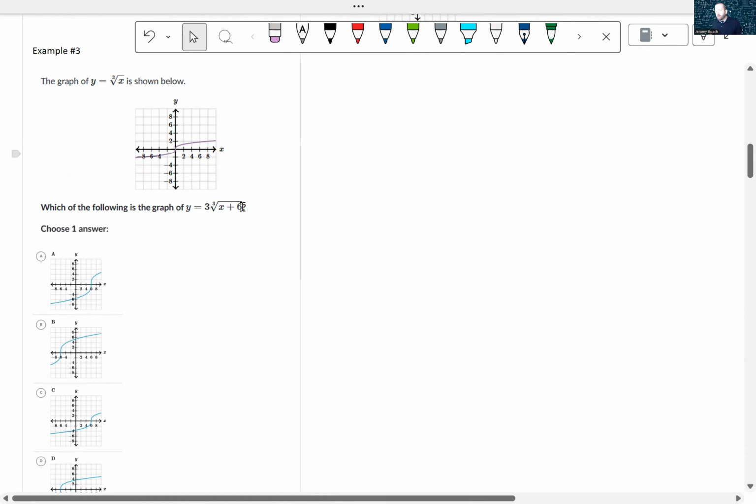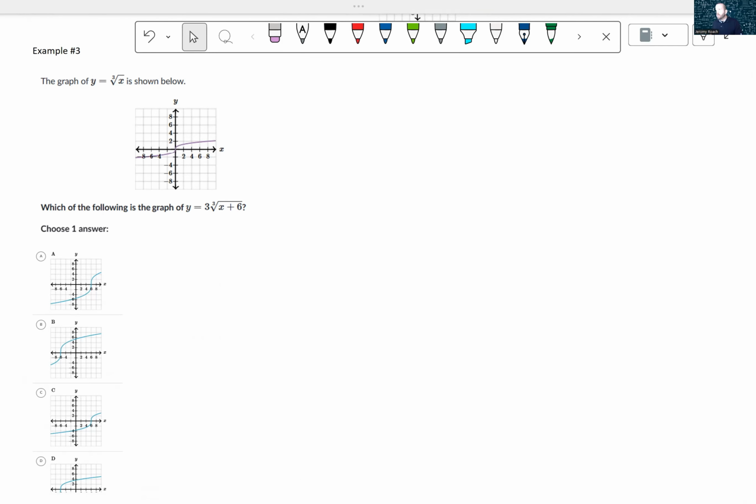So the first thing I'm noticing is we have a +6 underneath the root. And so that means that everything's going to be shifted left 6. It's the opposite sign when it's underneath the radical. So left 6, everything's being scooted to the left 6. And we're also going to scale this by a factor of 3, that's how we say this.